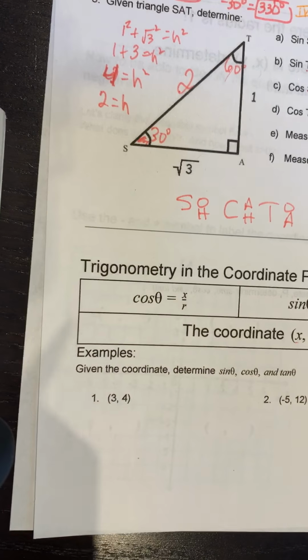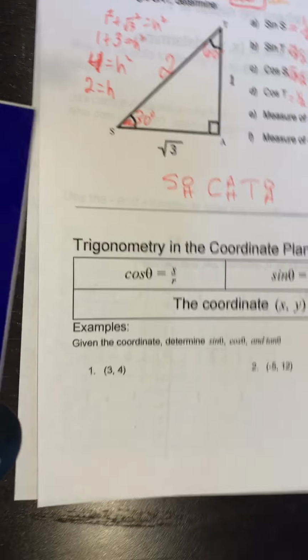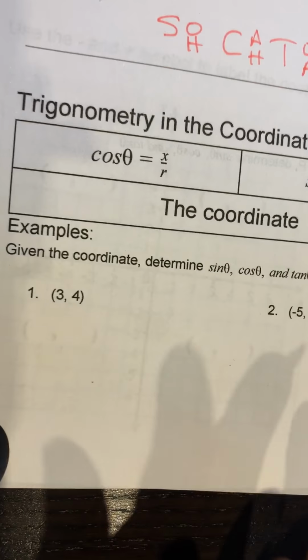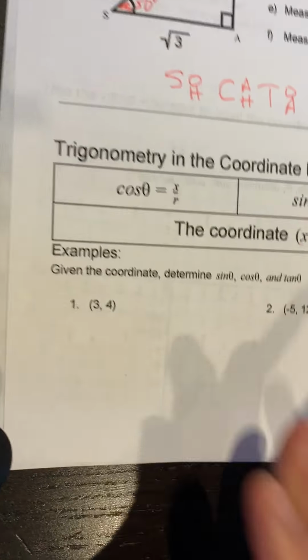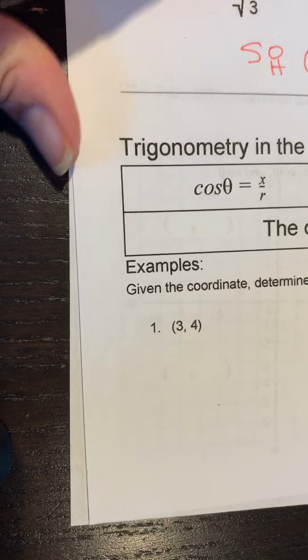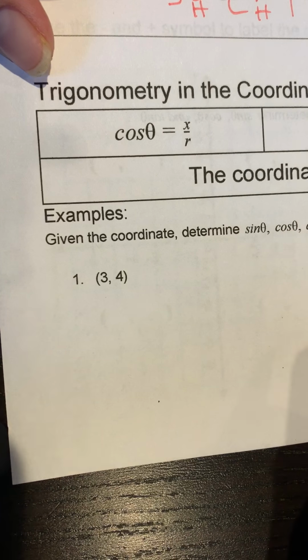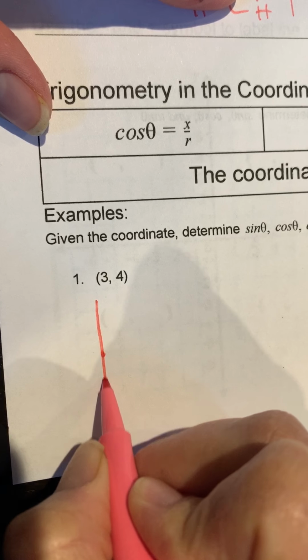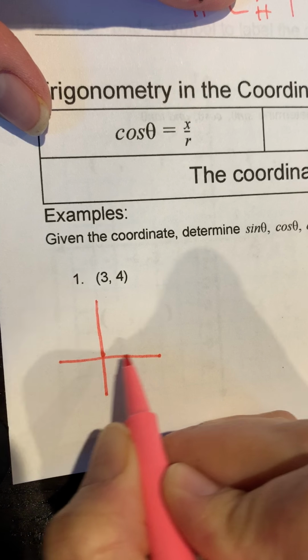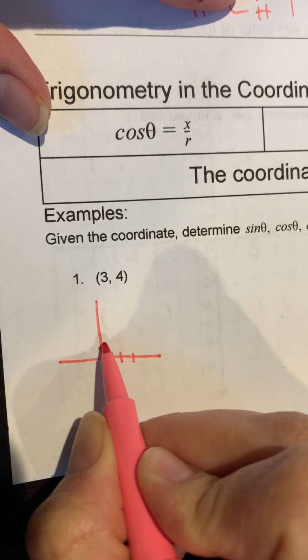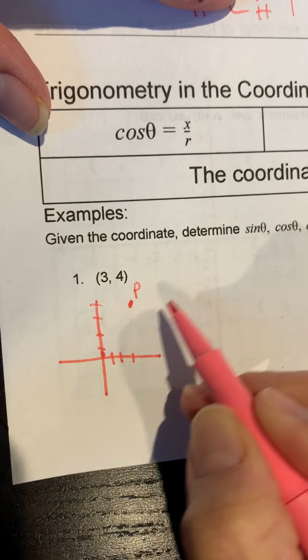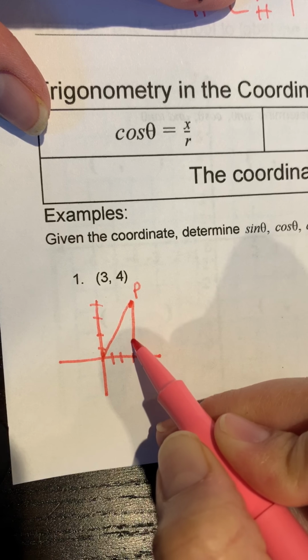Anyway, back to this. Okay, so now I am given a coordinate, and I would like you to find the sine, the cos, and the tan based on that coordinate. And there's a lot of concept here that I want to go over. If you make a sketch of this coordinate, this is 1, 2, 3, 1, 2, 3, 4. So this coordinate is right there. I'll call it P.